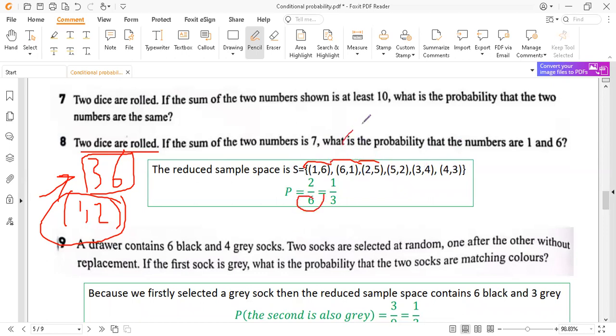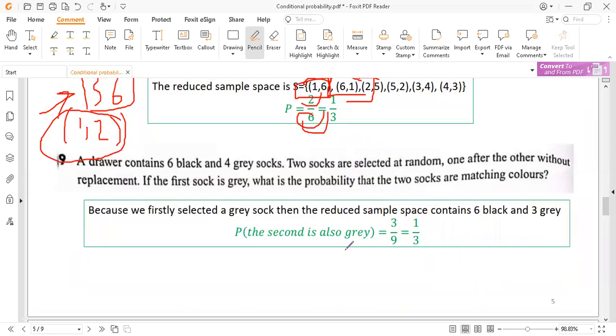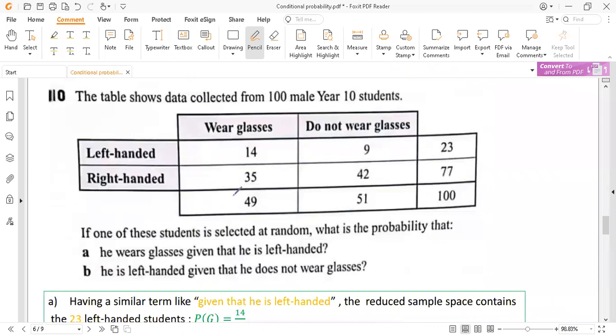And we want to calculate the probability that the numbers are 1 and 6. We have here 1 and 6, and here 1 and 6. So normally we have 2 favorable outcomes over 6. After simplification, we obtain 1 over 3. Okay, so easy to get it.